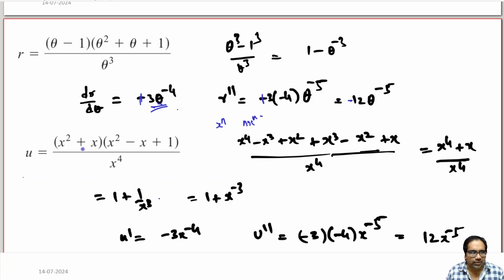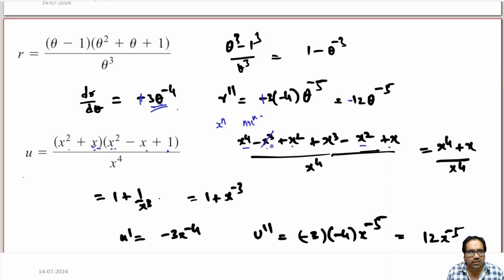Now let us take this one. Again we have 2 parts in the numerator and x power 4 in the denominator. Let us try to simplify this numerator first, so let us do the multiplication. x square into x square, which is x power 4, x square into minus x cube, x square into 1, which is x square, x into x square, which is x cube, x into minus x, which is minus x square, x into 1 is equal to x.